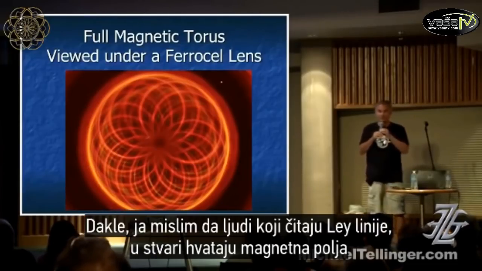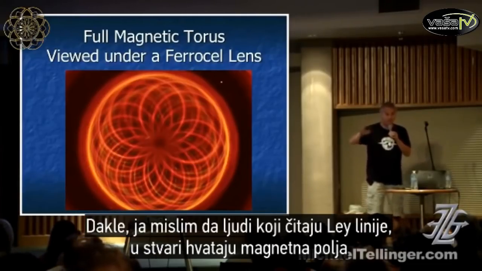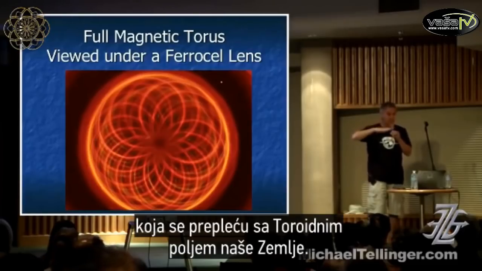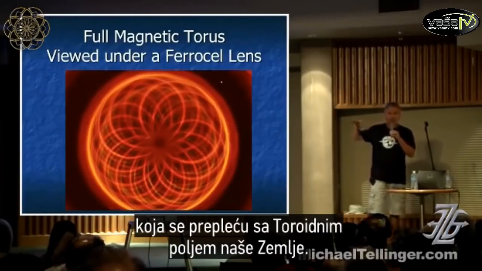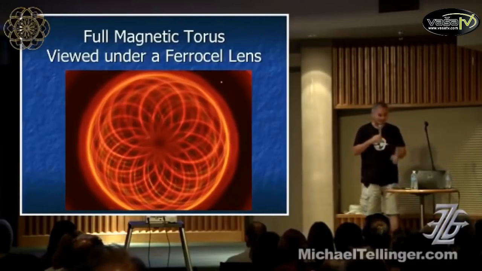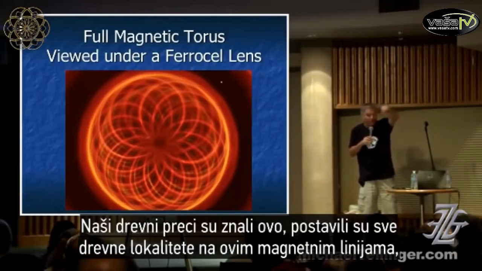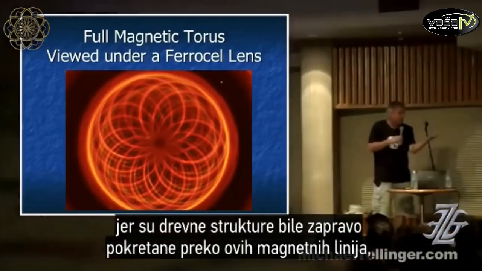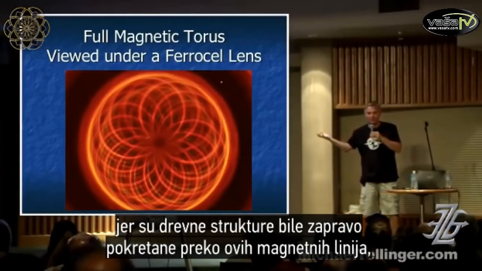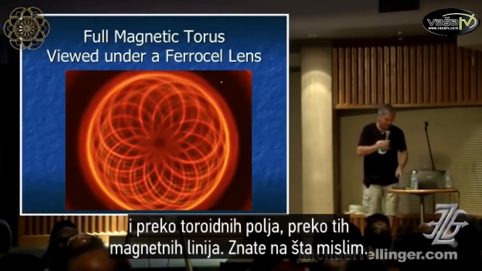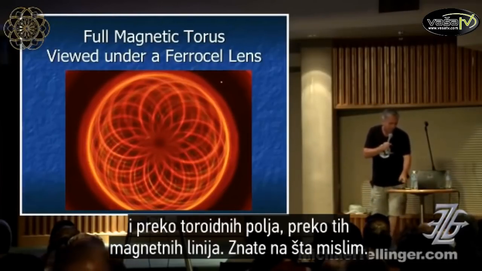So I'm suggesting that people who are reading ley lines are actually picking up the magnetic fields that crisscross the toroidal field of our planet. And the ancients knew this. They put all the ancient sites on all these magnetic lines because their ancient structures were actually driven by these magnetic lines and this toroidal field. You know what I mean.